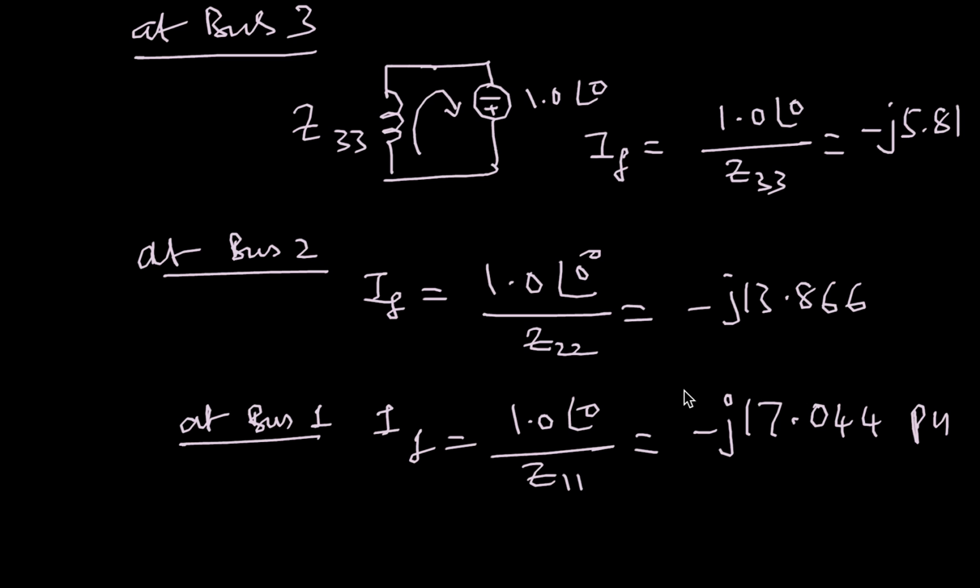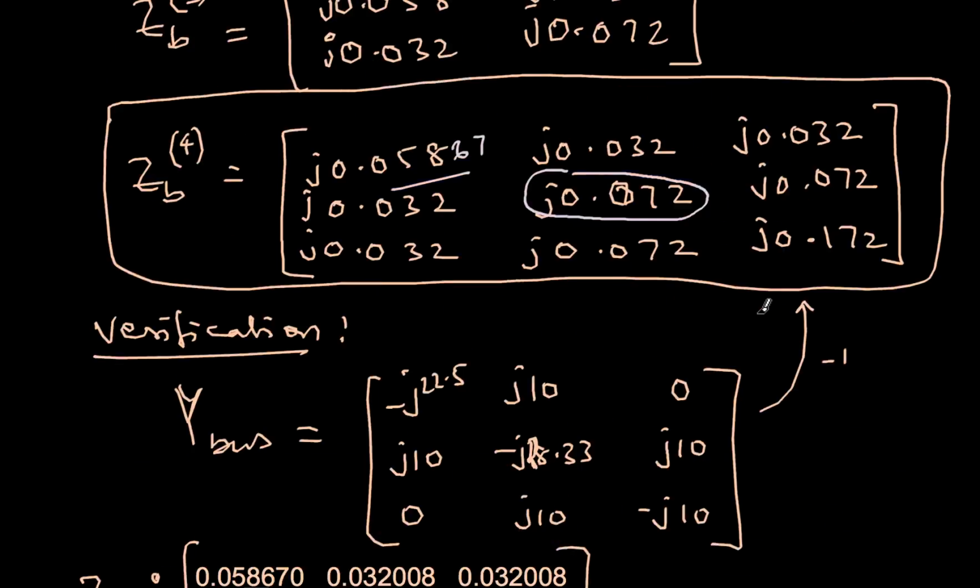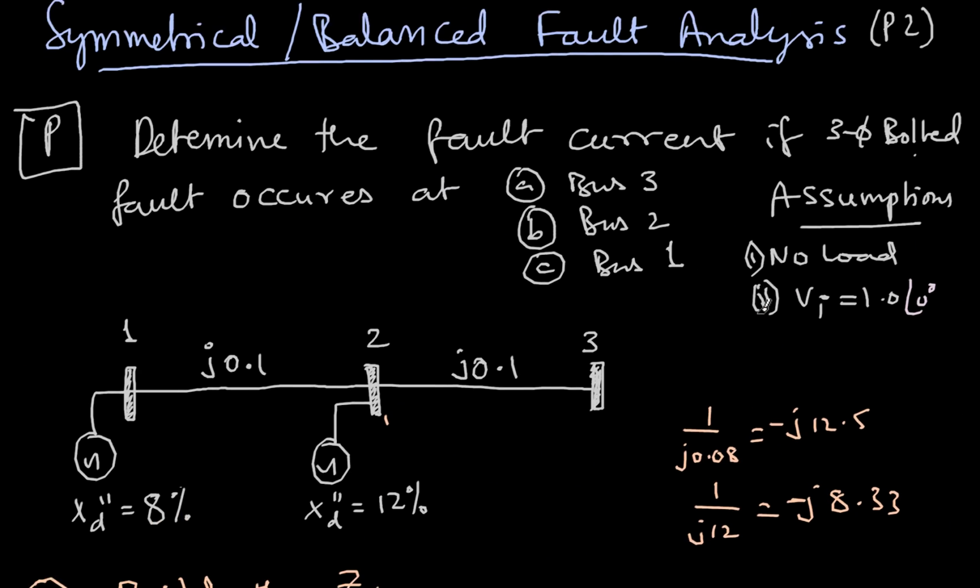One thing you notice is that as we move away from the generators, the fault current is reducing, and closer to the generator, the fault current is higher. That is another observation we can make. We can actually find the fault current in amperes using this, but I'll not do that in this problem. Hopefully you learned something by solving this problem.